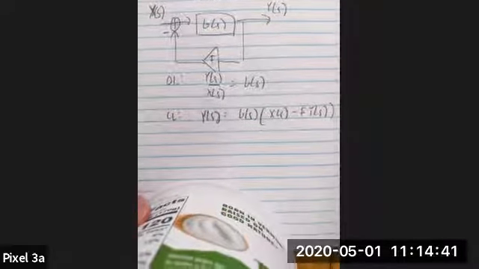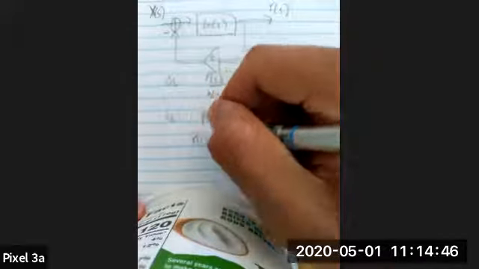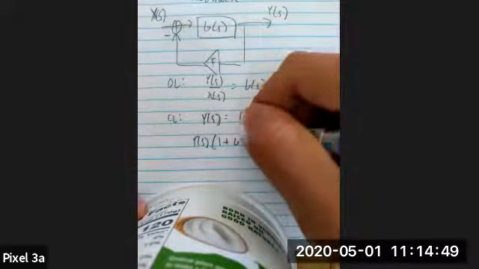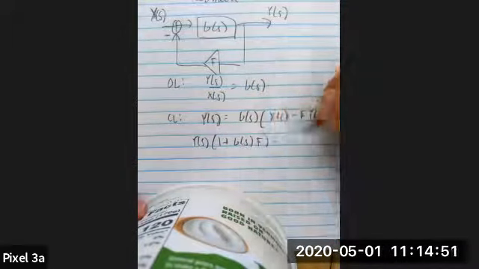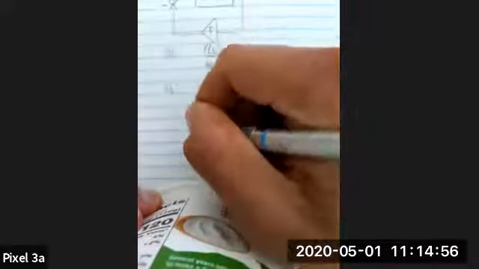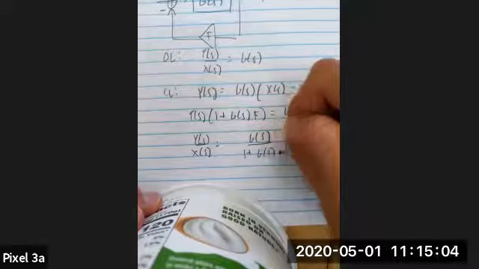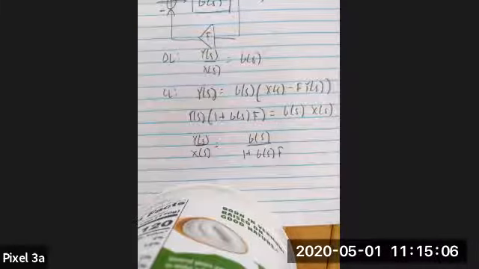And if we collect terms on the left side, we have y of s times 1 plus g of s times f is equal to g of s times x of s. And then that results in y of s over x of s is equal to g of s over 1 plus g of s times f. So this hopefully was covered somewhat in lecture, but essentially what we see here is that our transfer function has decreased, or it's in a different form now.